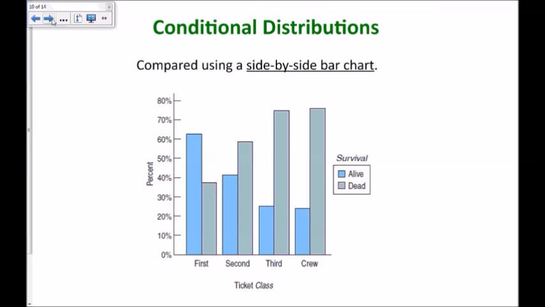Another way of comparing distributions is by using a side-by-side bar chart. So here I have bars for first, second, third class, and crew, but I've lined up the percentage who lived and percentage who died so that I can easily compare those for each ticket class.